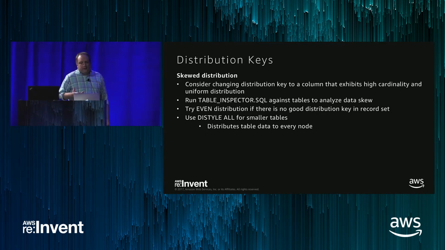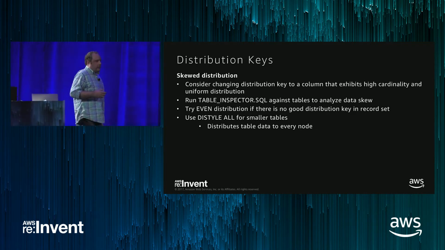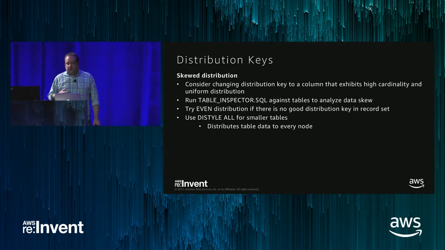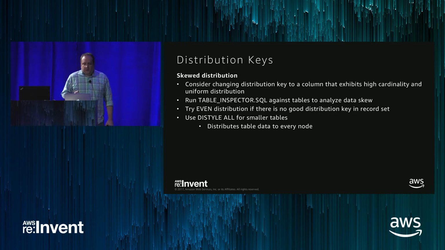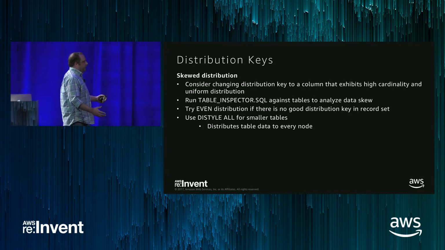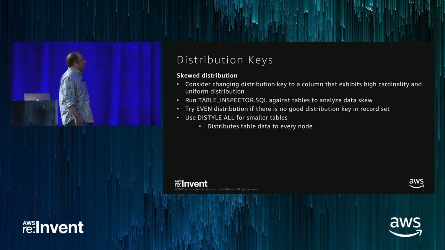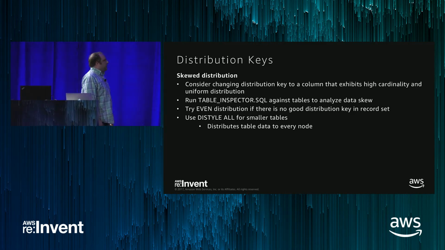When choosing a distribution key, you want to make sure it has high cardinality, so that's something that's rather unique, and the values are very uncommon. If you can't find a distribution key that's a good fit, you can try using even. What even distribution does is distribute the data across all the nodes evenly, basically in a round robin style. And then there's another option for smaller tables where you can use DISTSTYLE ALL.